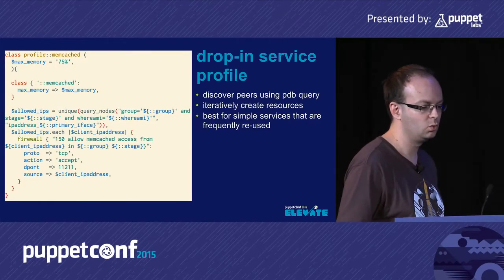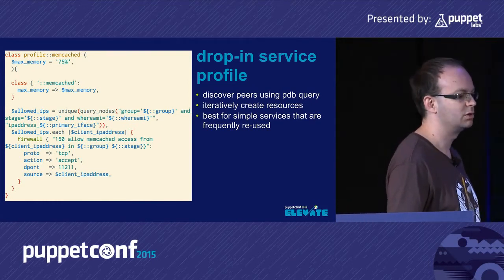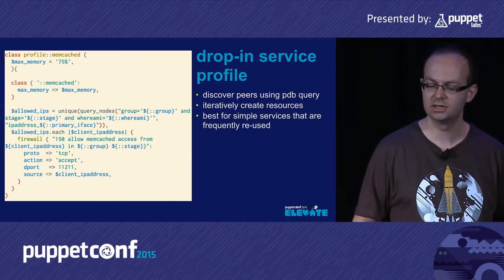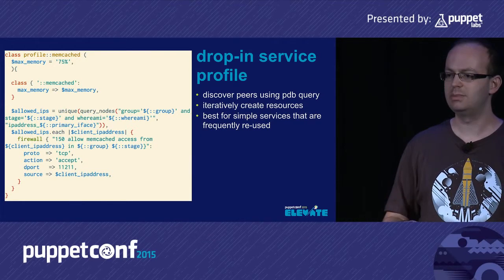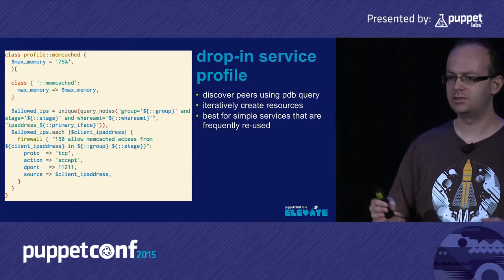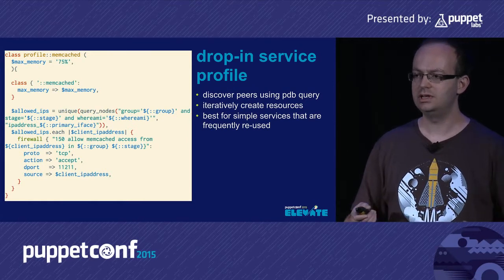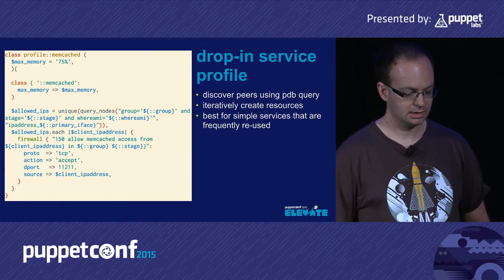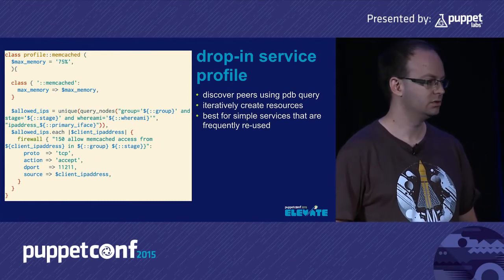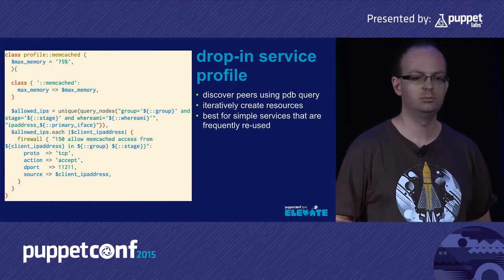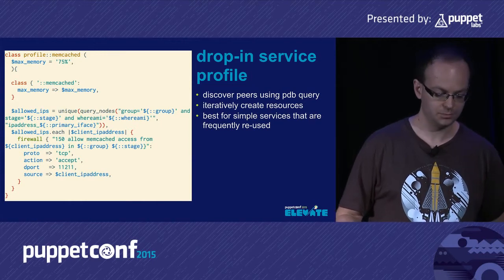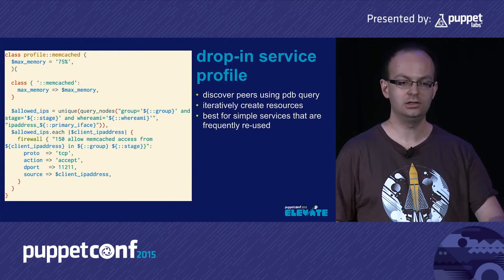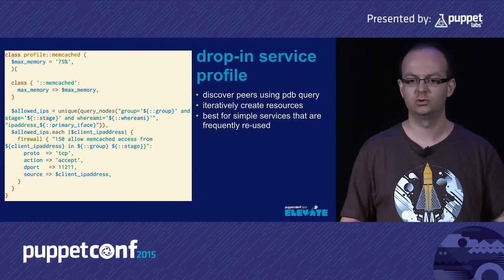So the first one is what I'm calling a drop-in service profile, something like Memcache, Redis, a relatively simple service that other things depend on, that you'll compose together with other things. It's usually configured about the same way, but it needs some amount of context. In this case, just firewall rules, because there's no built-in security. So what you can do with this is you do an include profile memcached from some role.